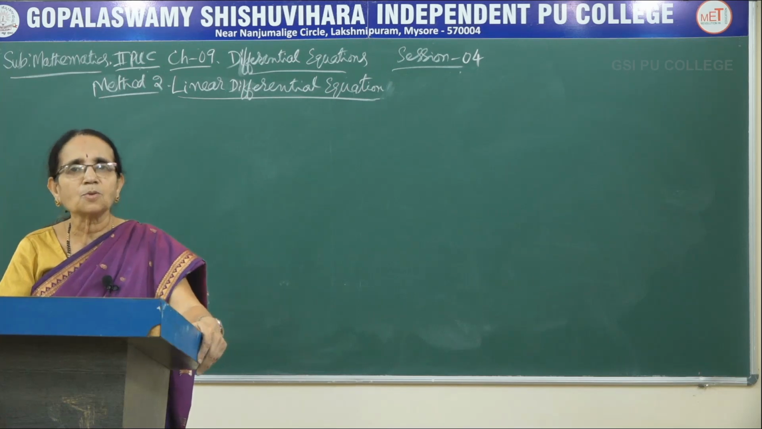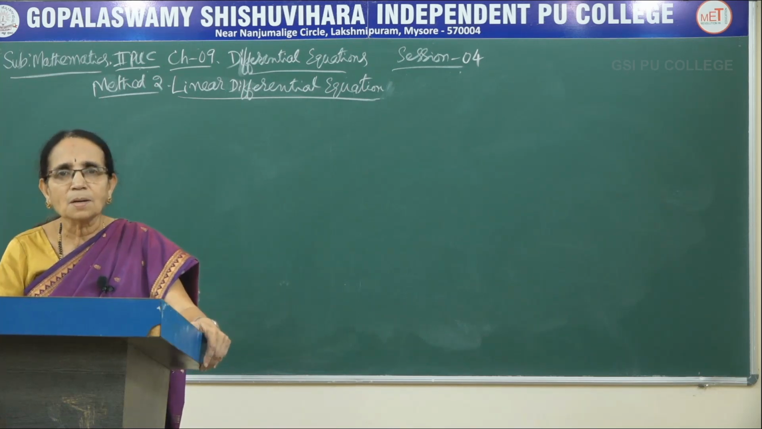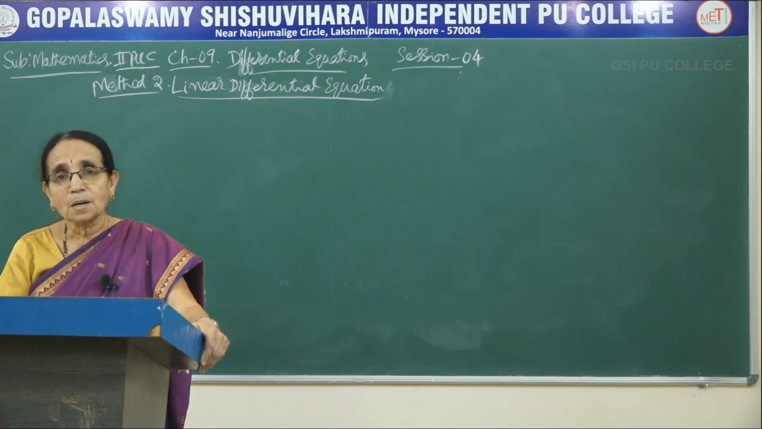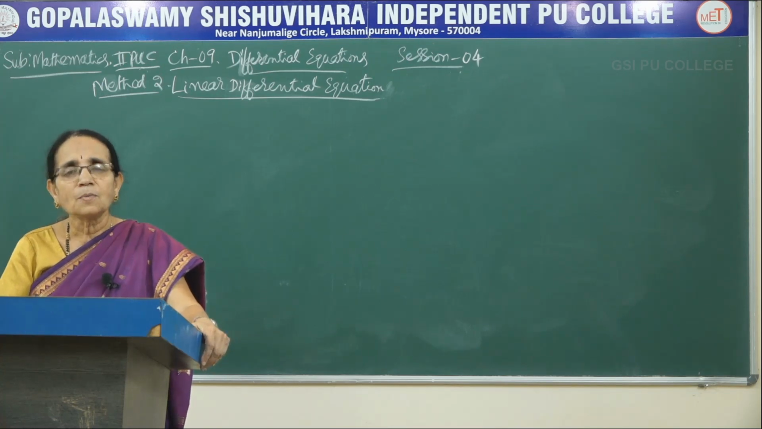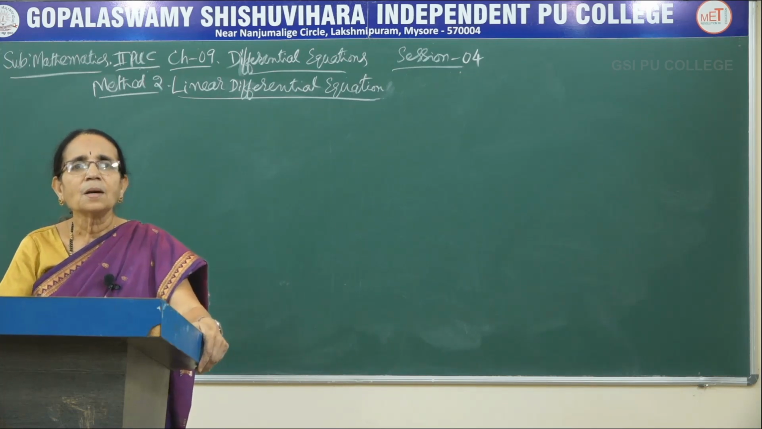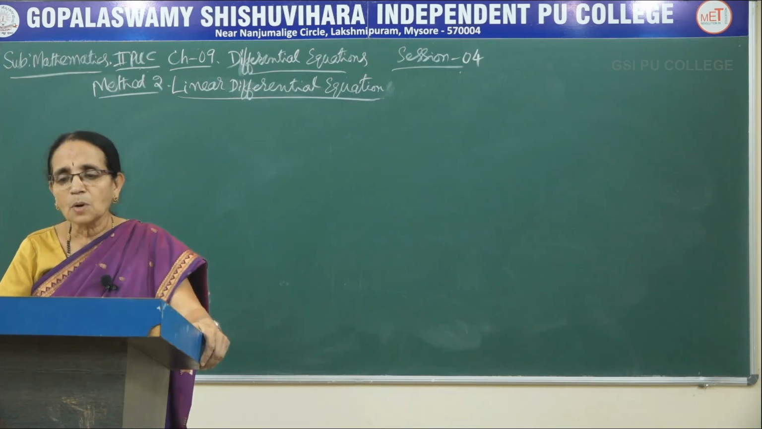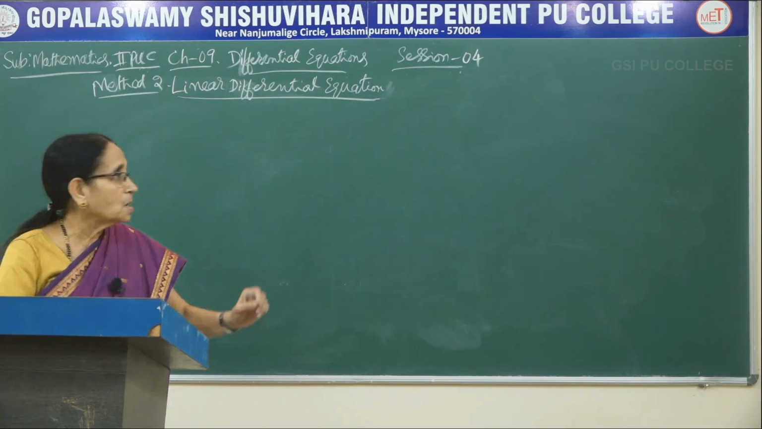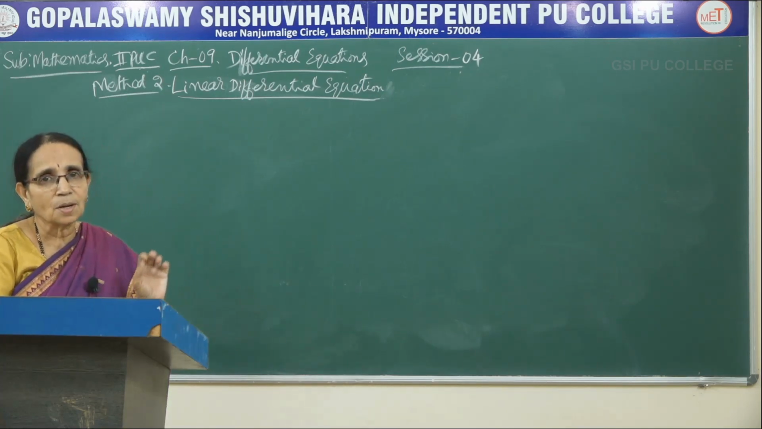Integration has to be done to get the solution. So that gives you the general solution. When particular values of x and y have been given, we substitute and get the value of the arbitrary constant, which is called the particular solution. Now I am moving on to the second method, which is known as the linear differential equation.